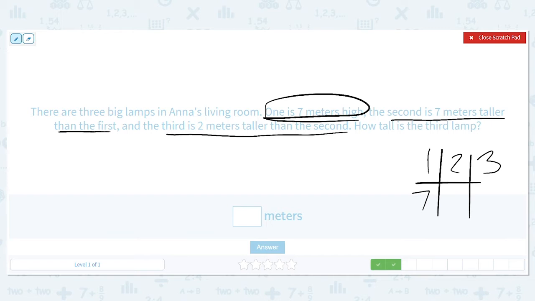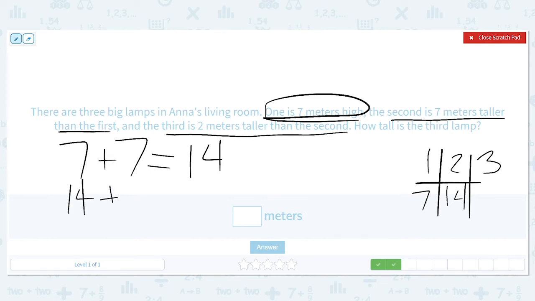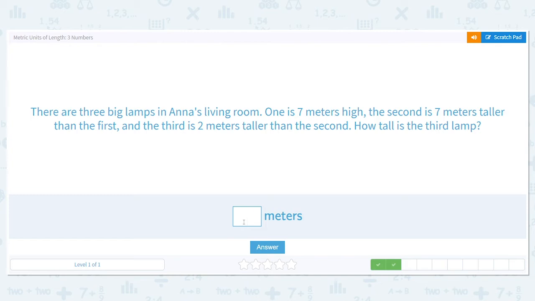So the second lamp is 7 meters taller than the first. So the first lamp was 7 meters, and if the second lamp is 7 meters taller, that means it's 14 meters. And we need that information to find the height of the last lamp. The third lamp is 2 meters taller than the second lamp. How tall is the second lamp? 14 meters. And it's 2 meters taller, which means it is 16 meters. The third lamp is 16 meters.